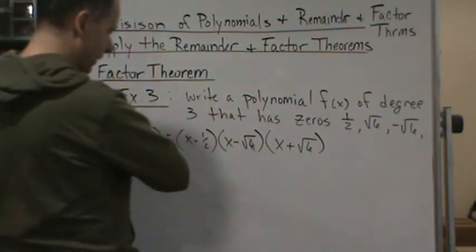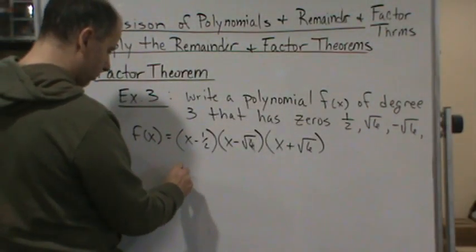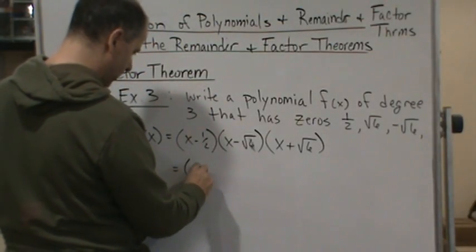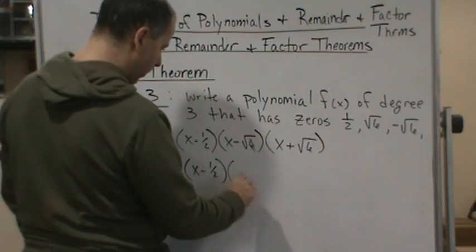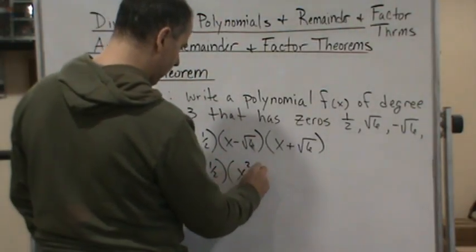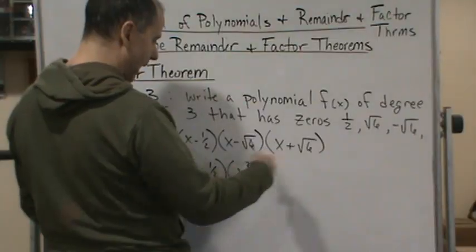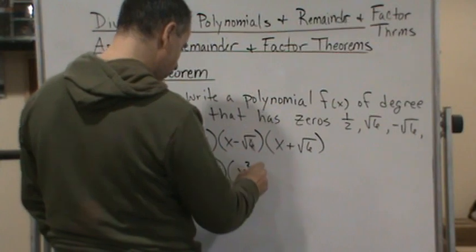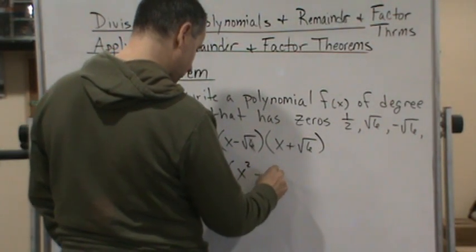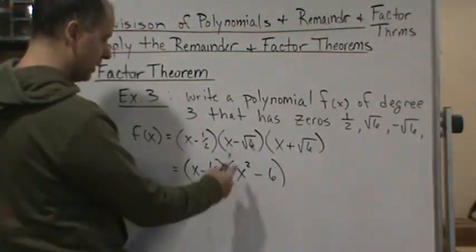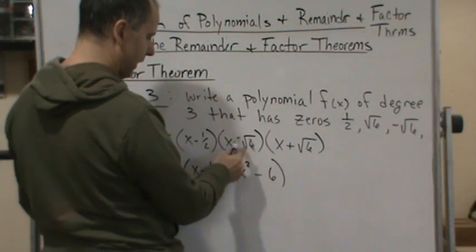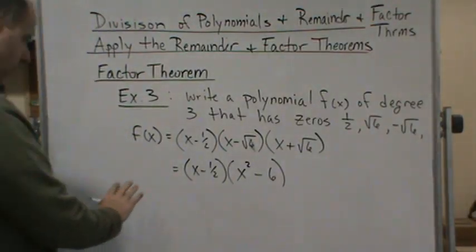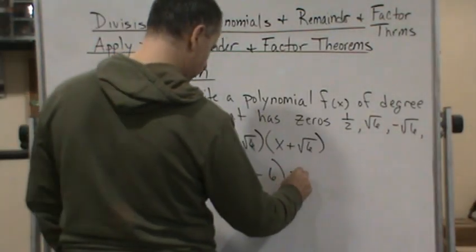Now, let's expand this out. So let's do these two first because these are conjugate pairs, right? So let's do x minus the square root of 6 times x plus the square root of 6, and then what do we get? When we do this, we get x squared, and the middle term is going to drop out, and we get x squared minus 6. Because this is what? Difference of two squares, right? We get the difference of two squares here.